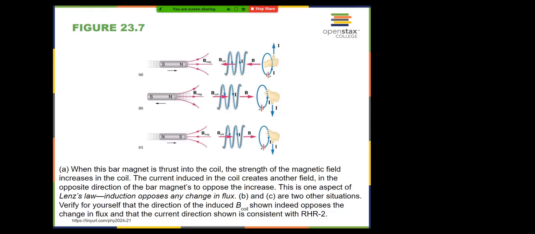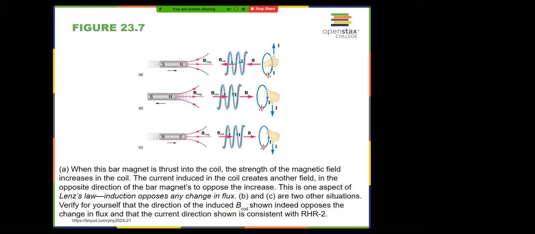A few more examples here. If you have this magnet going towards these coils over here, you can see the induced B field will be in the opposite direction, because this is going into it, so they will repel each other. In that sense, you can then determine what the induced current will be in that case. Use your right hand rule for that.